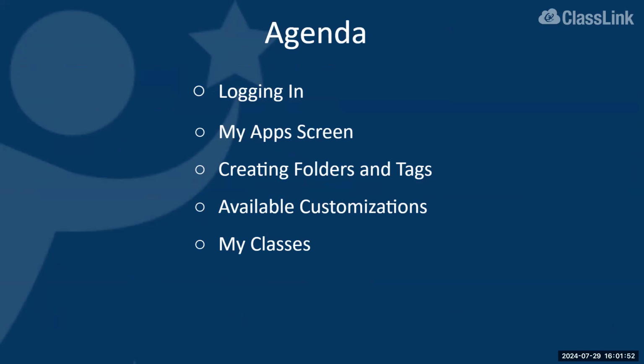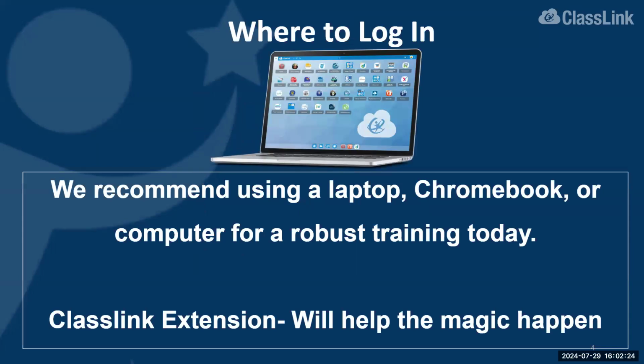We also have the My Apps screen, which we'll talk about the functionality of that, how we can add new apps, and kind of what it means to have apps on your dashboard. We'll also talk about organization and creating folders and tags. We'll talk about how we can customize our ClassLink page, and we'll finish up with something called My Classes, which gives you a little bit more communication with your classes to push certain apps out to them or take a look at some data that's going to help you make informed decisions about instruction or about support. We do recommend using a laptop or a Chromebook or a computer for this training today.